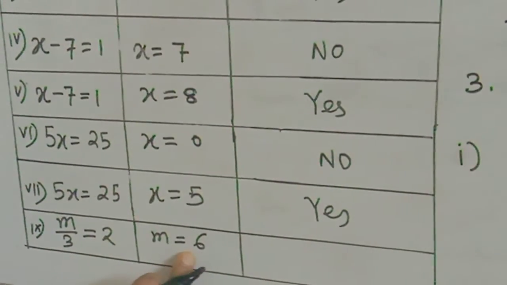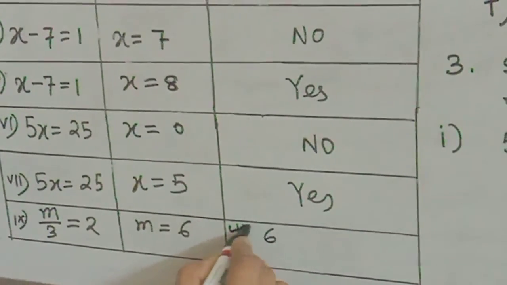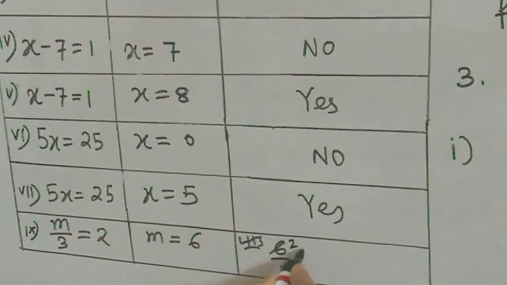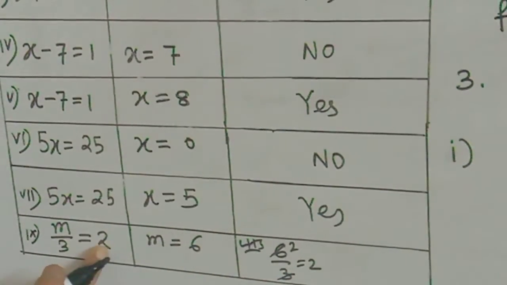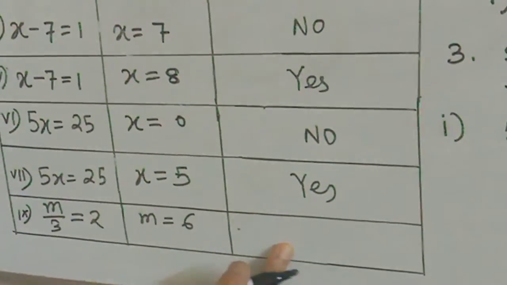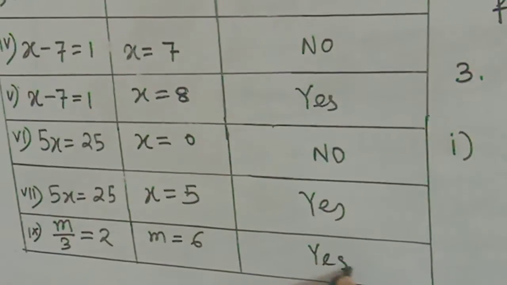Let's check. Here the value given is 6. If I divide the left hand side, 6 by 3, what value will you get? You will get 2. Yes, it is 2, which is equal to the right hand side. So m is equal to 6 is the correct option for this equation. So it is also yes.